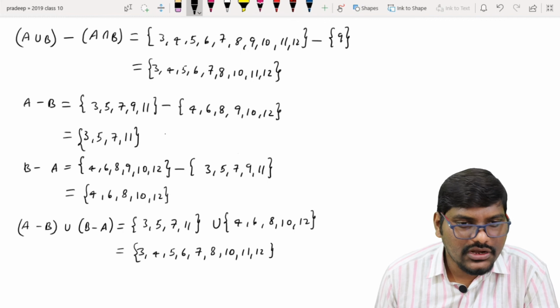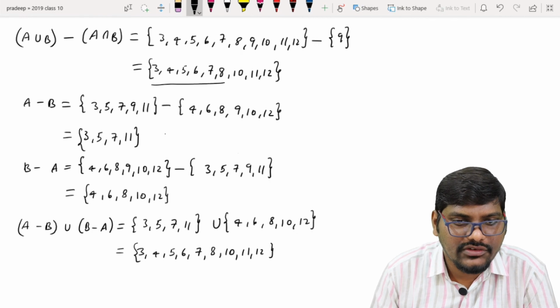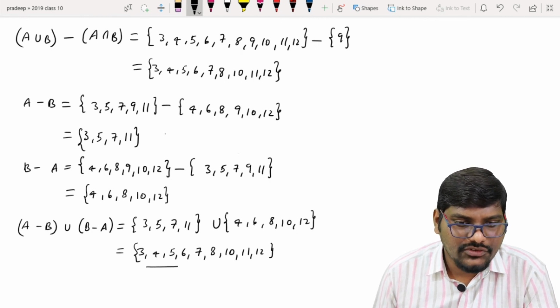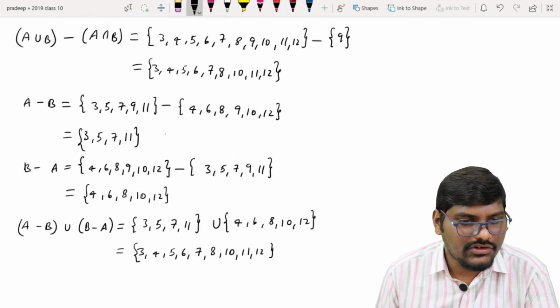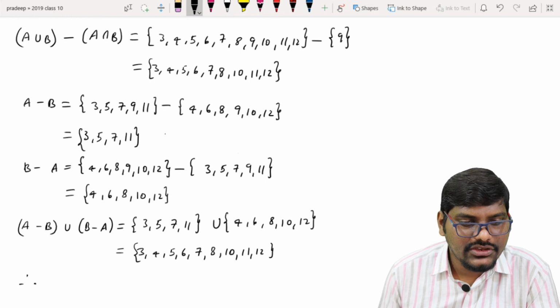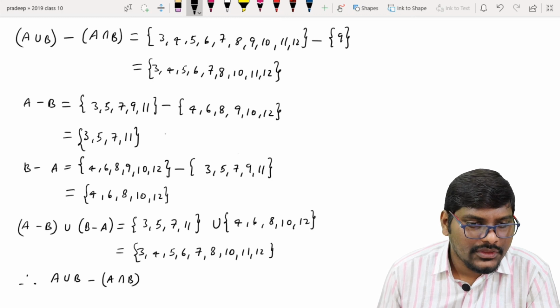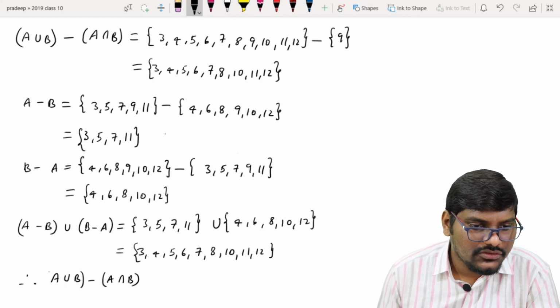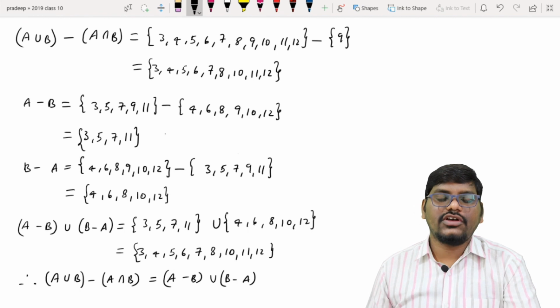Alright. So therefore, if you just observe, see this one and see this one. Both are the same here. 3, 4, 5, 6, 7, 8, 9 is not there, 10, 11, 12. So A union B minus A intersection B is equal to A minus B union B minus A. That was the conclusion. So therefore, we can write A union B minus A intersection B is equal to A minus B union B minus A. So this is our conclusion. So this is all about this question.